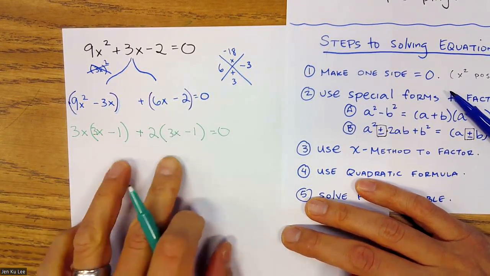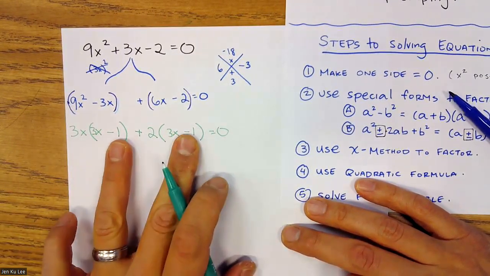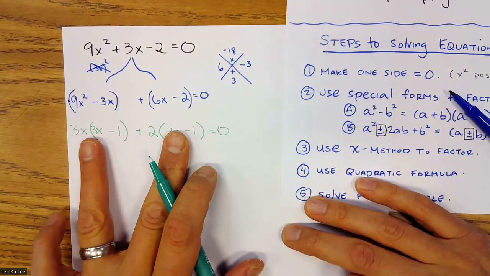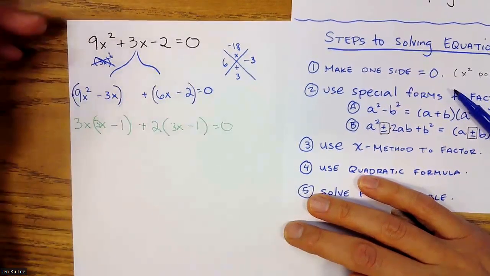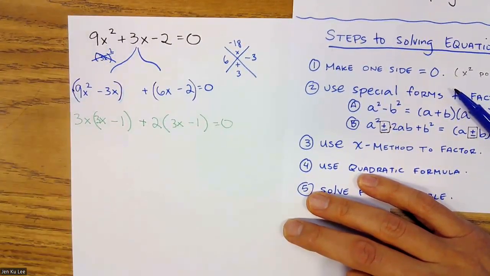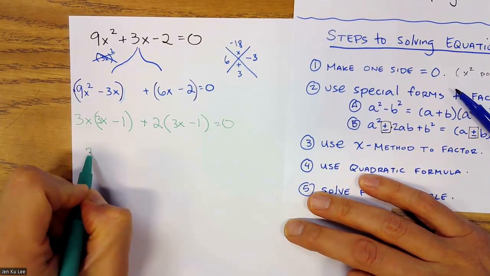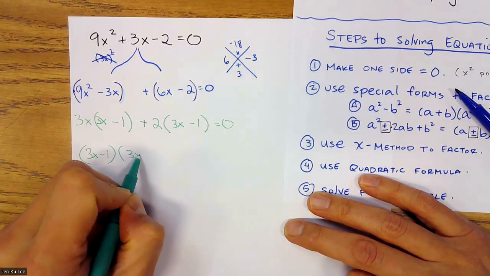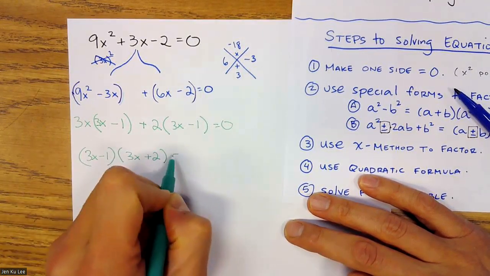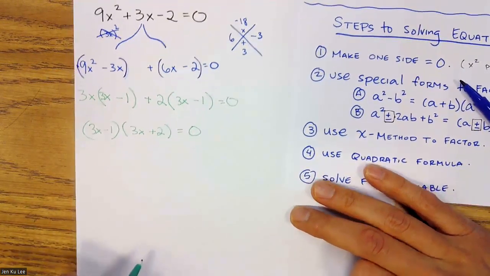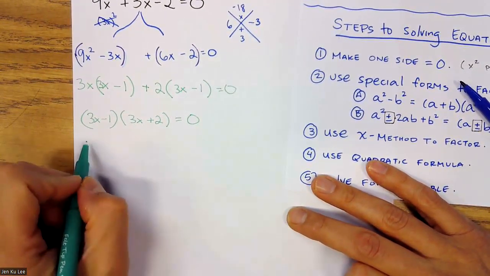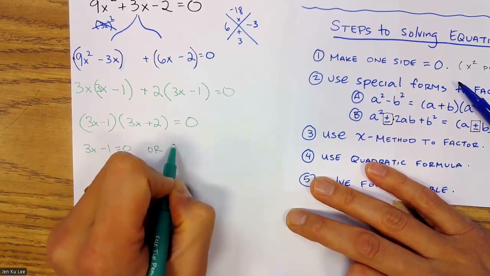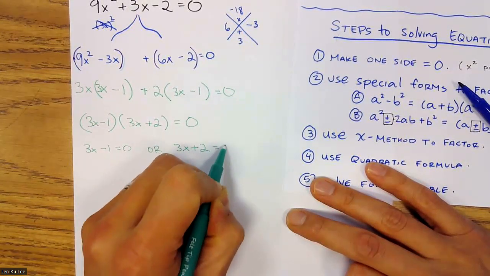Now remember, when we factor, these two parentheses must be the same thing. If they are not, then you did something incorrect, and look above to see what you did wrong. So 3x minus 1 in parentheses times 3x plus 2 equals 0. So then 3x minus 1 equals 0, or 3x plus 2 equals 0.